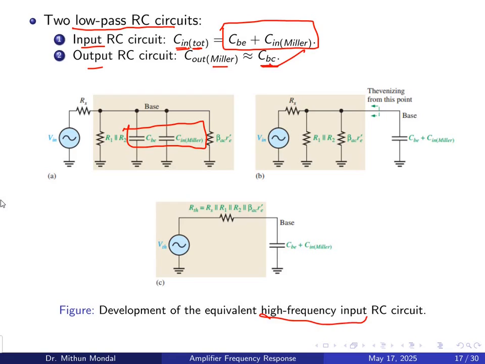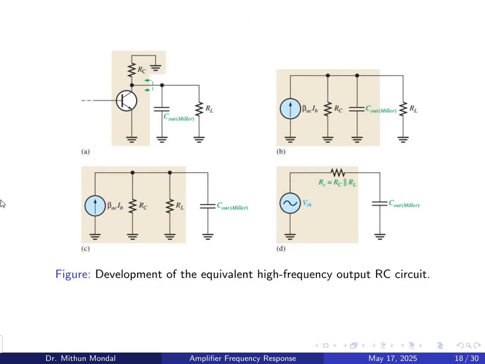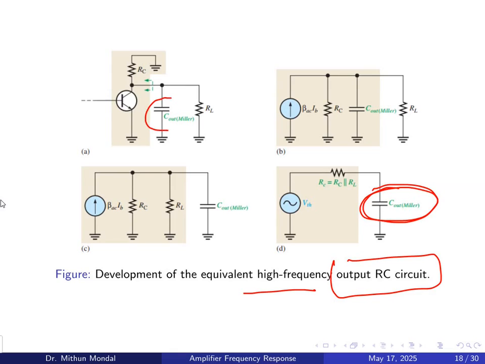So the high frequency input RC circuit for the FET, we can obtain it with respect to Miller to reduce the circuit in a much simpler format. So this is the output RC network. In the high frequency, we have the output Miller part here, C output Miller, we have introduced. So the C output Miller, which is present in the output circuit, defines the high frequency FET output RC network.